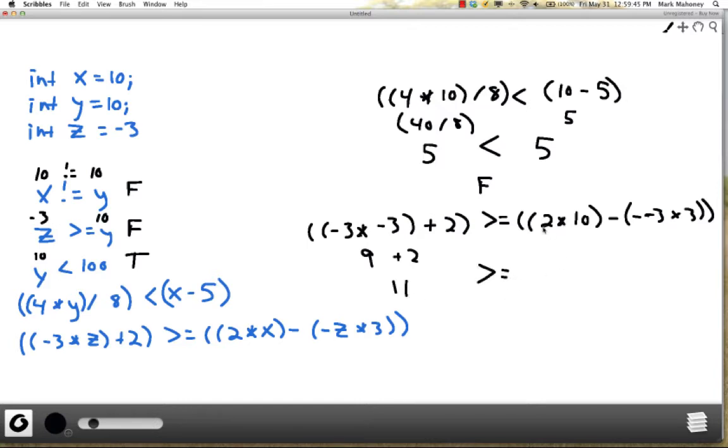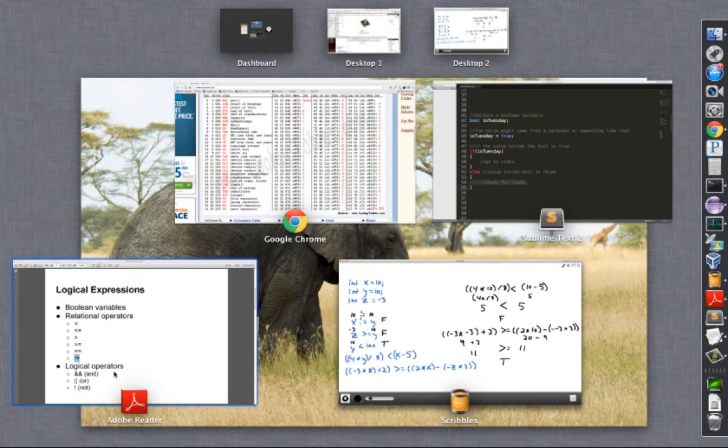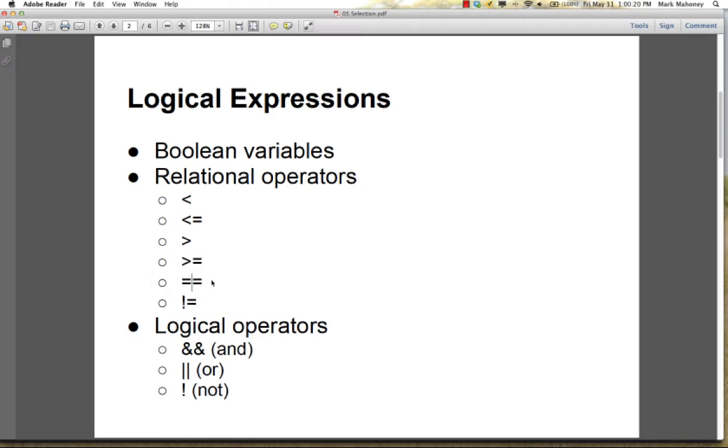Is that greater than or equal to, let's see, 2 times 10 is 20, minus, remember, -3 is actually a +3. +3 times +3 is 9. 20 minus 9 is 11. And here the question is, is 11 greater than or equal to 11? And we know that's true. Okay. So the only tricky thing with the relational operators, remember, is the double equal sign. If we want to compare two things to see if they're exactly equal to each other, we're going to use the double equals.